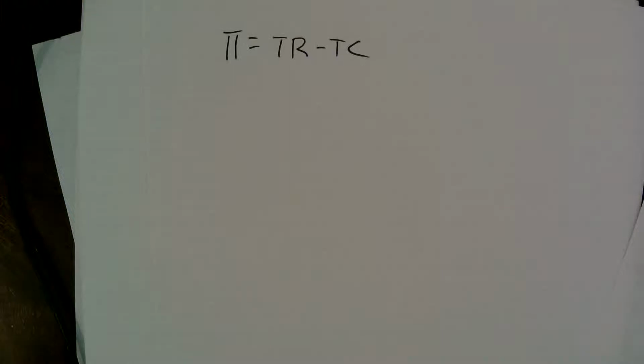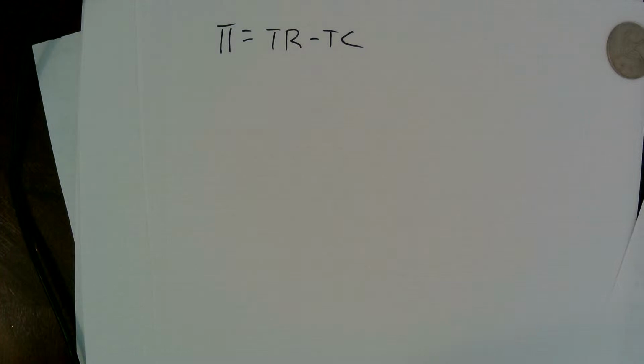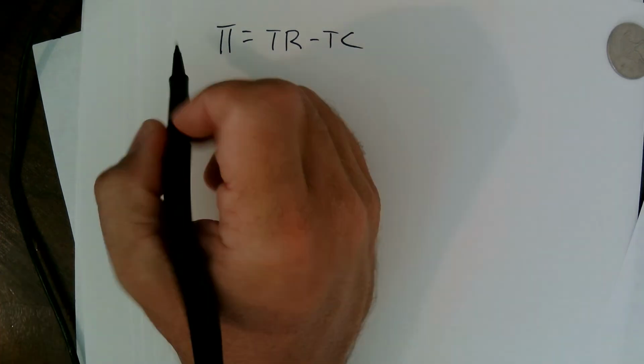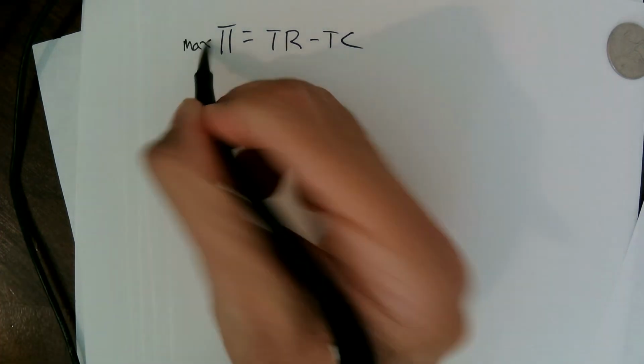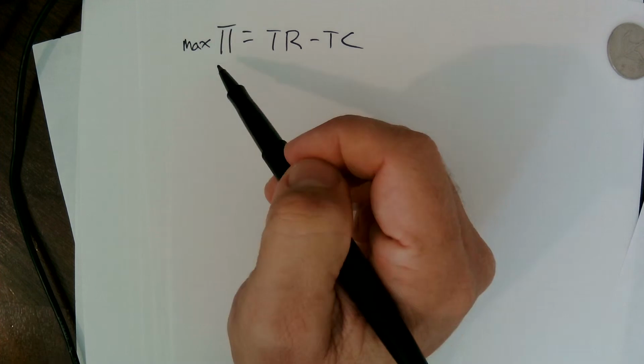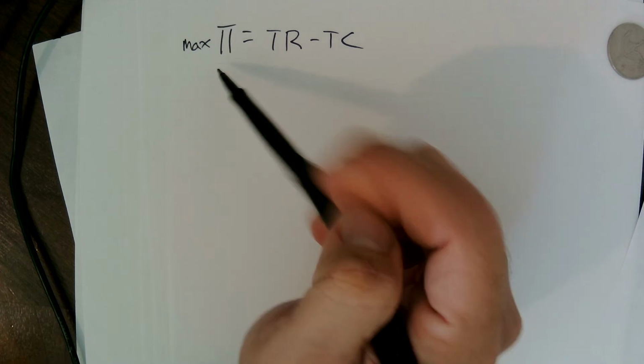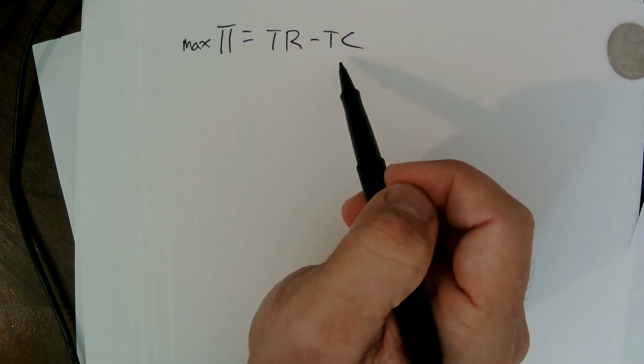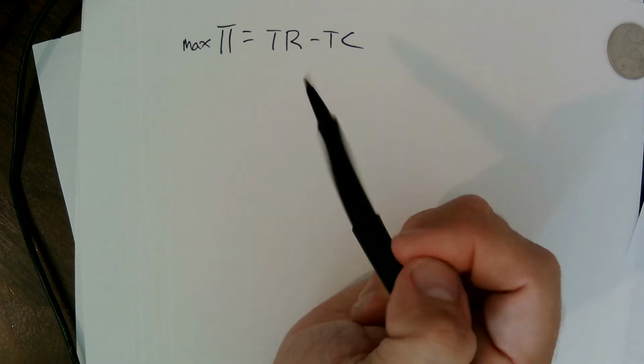Okay, so this is a refresher for those who need it on basic profit maximization. This is from undergraduate Microeconomics 101, and we say firms are out to maximize profits, so they want to max profit. And here, profit is just defined as the total revenue minus total cost. Okay, so let's think about how this is maximized.